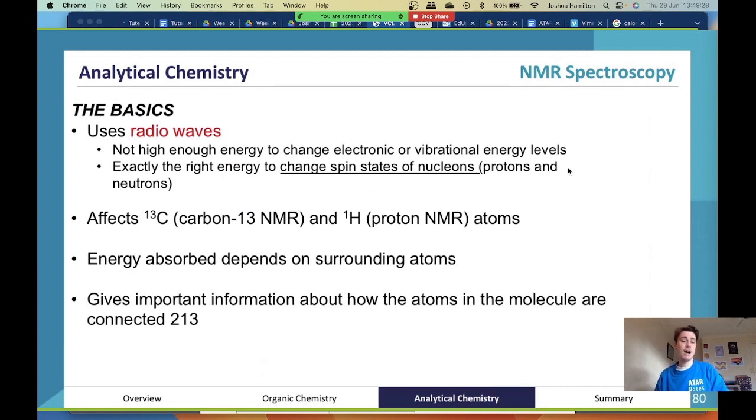Now, this affects carbon-13 and hydrogen-1. So these are the two things that it affects, and we're going to discuss this in a second. The energy absorbed depends on the surrounding atoms, which gives important information about how molecules are connected. You know, it's like 2, 3, 1, 1, 2, 3, whatever it is.